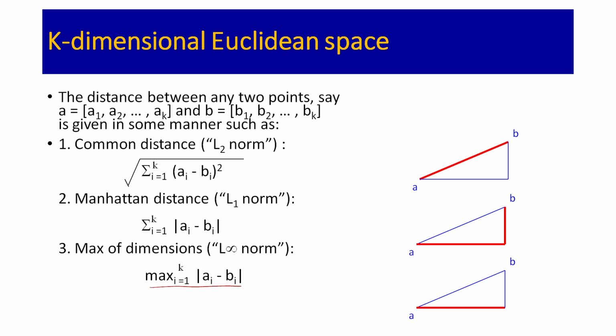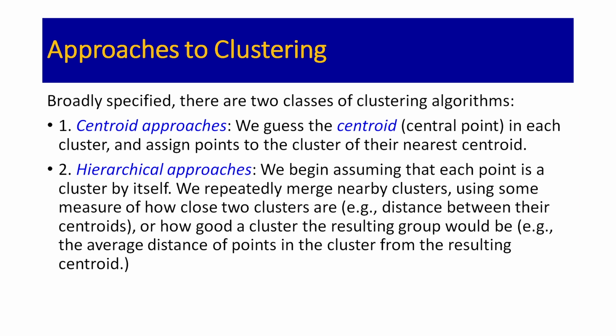So far we have discussed k-means clustering, and these are nothing but centroid approaches. We guess the central point first. In all this k-means clustering, whatever we discussed on the whiteboard as well as here, it assumes the centroid of each cluster. That is the key problem of this. Then we assign the point to the cluster based on the nearest neighbor distances.